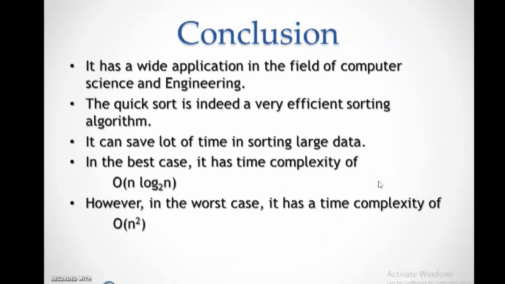Quicksort has a wide application in the field of computer science and engineering. The quicksort is indeed a very efficient sorting algorithm, and it can save a lot of time in sorting large data. In the best case, it has time complexity of big O n log n. However, in the worst case, it has a time complexity of big O n squared. That is, the worst case occurs when all the elements are given in sorted order as input.